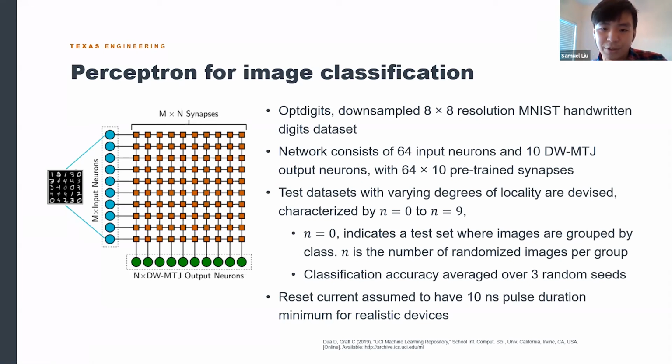The input neurons and synapses are treated as perfect double precision encoders and weights, and the synapses are pre-trained with 900 images from the OpDigits dataset using stochastic gradient descent. 100 images are separated for the test set, and they're grouped by class. So for example, zeros are all together, then ones are all together, and so on. A varying degree of locality is introduced by swapping n number of images from each group from 0 to 9. And then inference is run over 3 random seeds to get an average result. And finally, the reset currents are assumed to have a minimum pulse duration of 10 nanoseconds to match realistic devices.